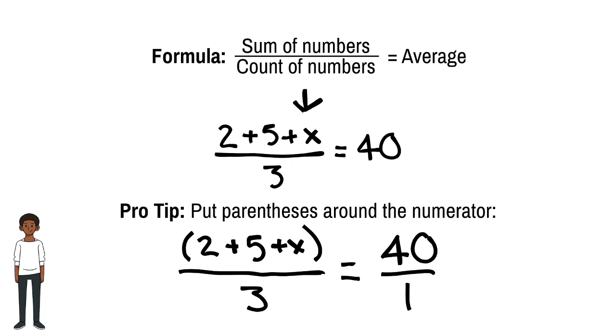Here's a crucial tip that will save you from countless algebra errors. Whenever you have a sum or difference in the numerator of a fraction, put parentheses around it. So we write, in parentheses, 2 plus 5 plus x, close parentheses, over 3 equals 40. Now we have an equation ready to be solved. Let's look at a clean way to handle it.